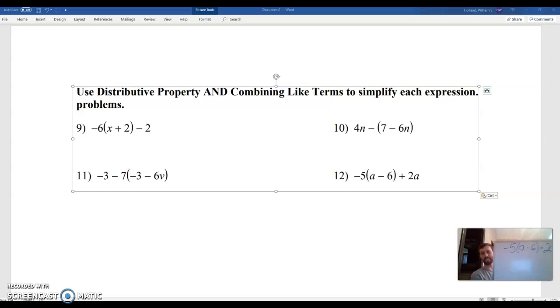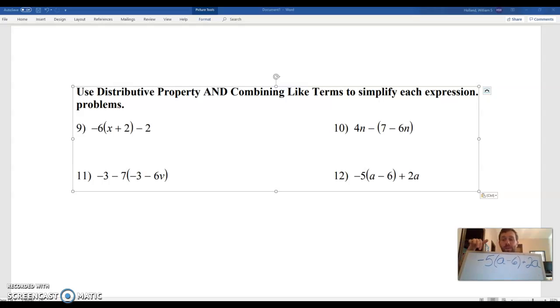Okay, guys, last example. What we're going to look at now is actually number 12 that is on the worksheet that I have projected on the computer screen. So we are going to simplify this expression by taking a couple of steps. One, we're going to distribute first, and then we're going to combine like terms.